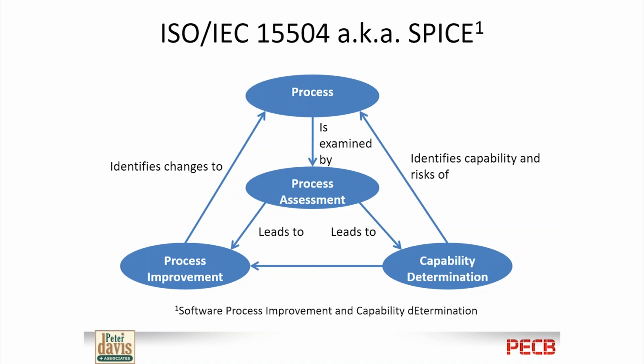To do capability determinations, to say, as they do in Bangalore, I'm a CMMI level 5, so they can use that to sell against their competitors who are CMMI level 4. The process assessment could also be for process improvement. So process assessment leads to process improvement. Also, when we do our capability determination, we can also do process improvement. Process improvement identifies changes to the process that are required. And then the capability determination identifies the capability and the risks of the process itself, and we'll touch on that on one of the latter slides.